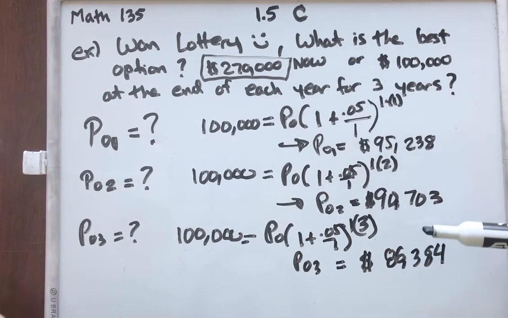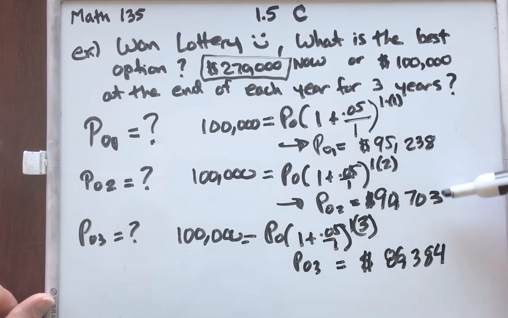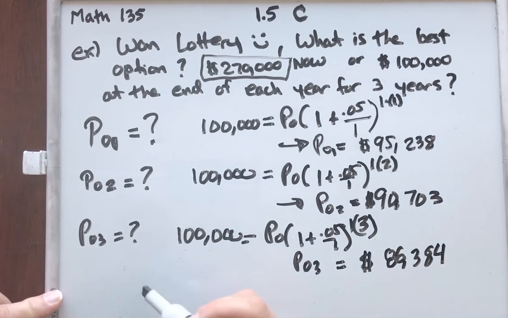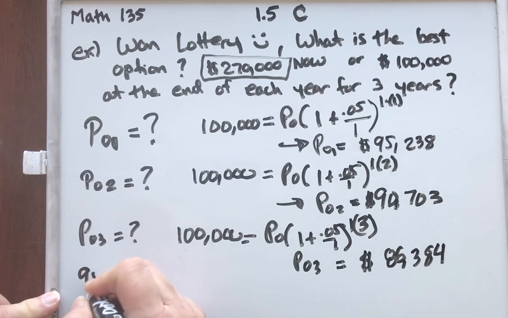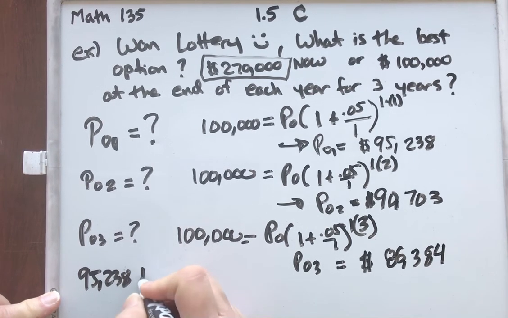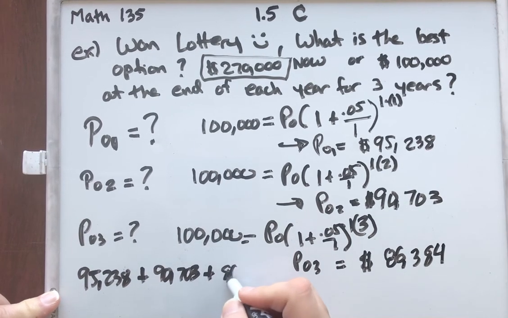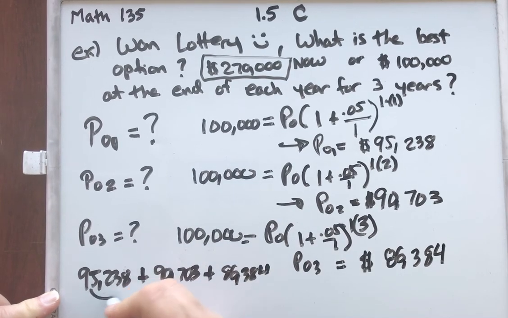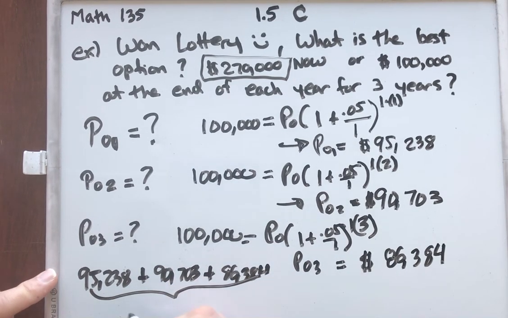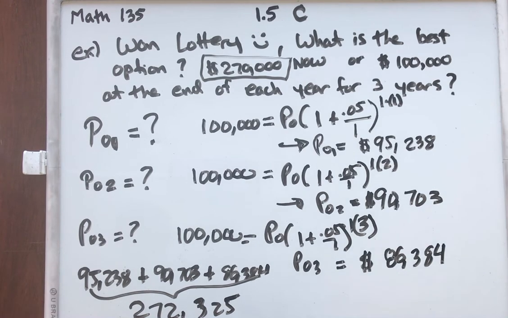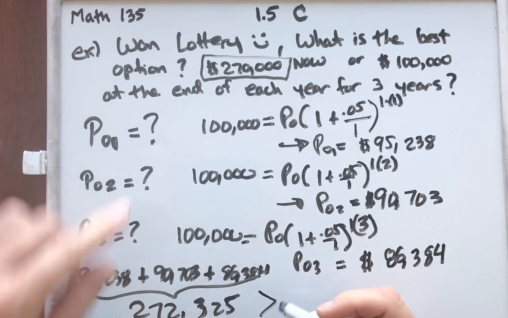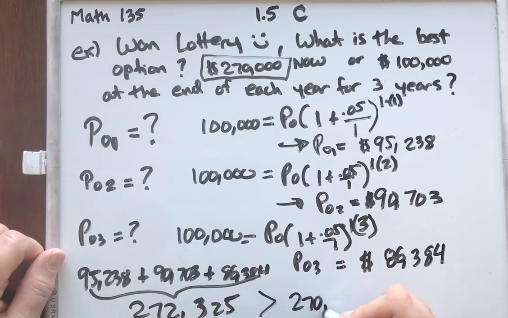Now when we're getting $100,000 each year, what was it that we really were getting? We would have gotten this plus this plus this, okay? So we're going to add that up. $95,238 plus $90,703 plus $86,384. The total of all of those is $272,325. Okay, now notice that number is larger than the original $270,000.